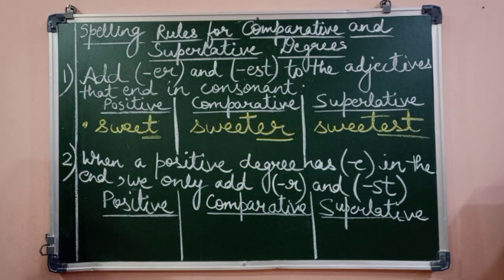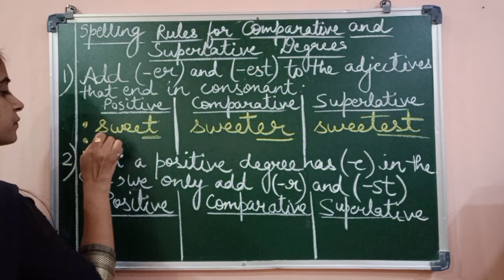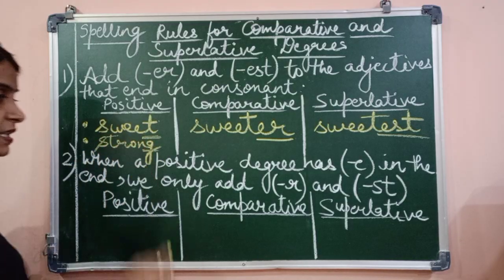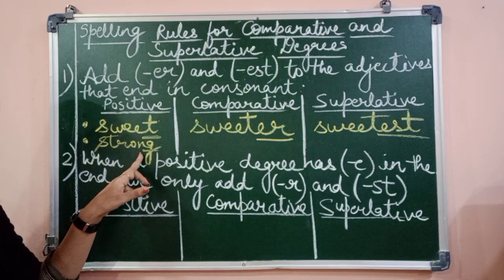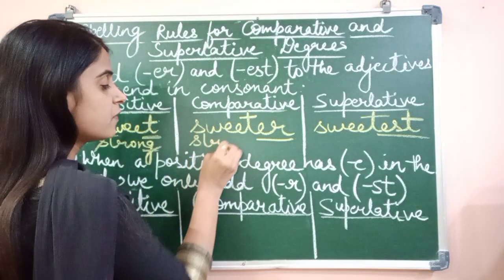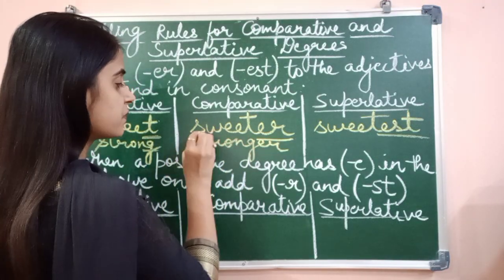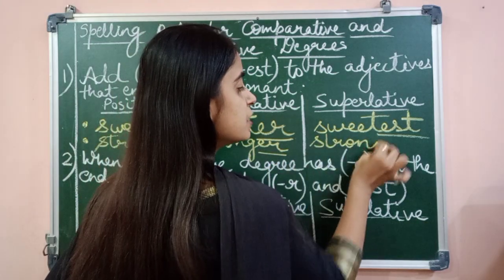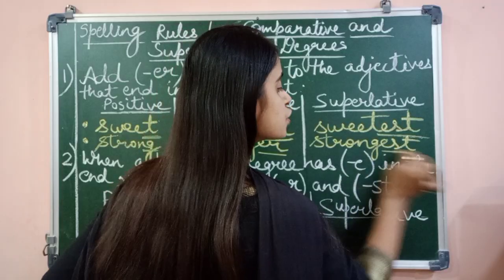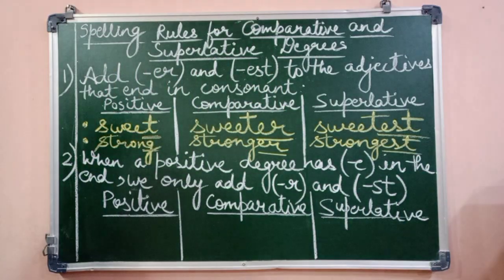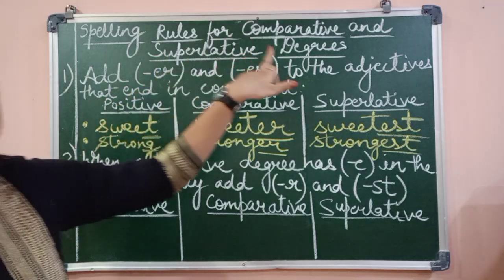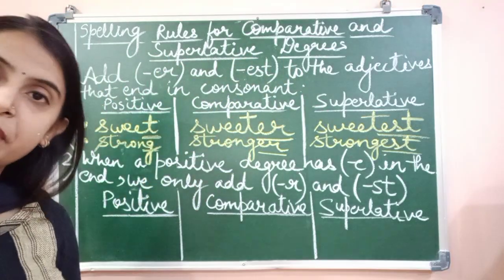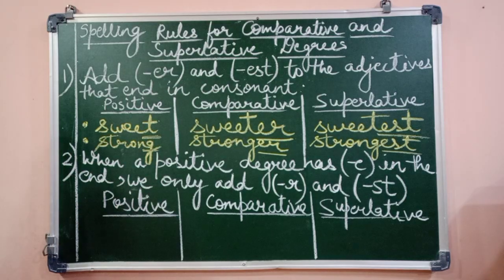I give you one more example. Suppose the word is strong. Now again you see G. Strong ends with G. G is a consonant. So to make comparative, we add ER. It becomes stronger. And we add EST to make superlative degree. And it becomes strongest. So I hope the first rule is clear, which says we add ER and EST to the positive degree to make comparative and superlative. Right? Now coming over to the second rule.